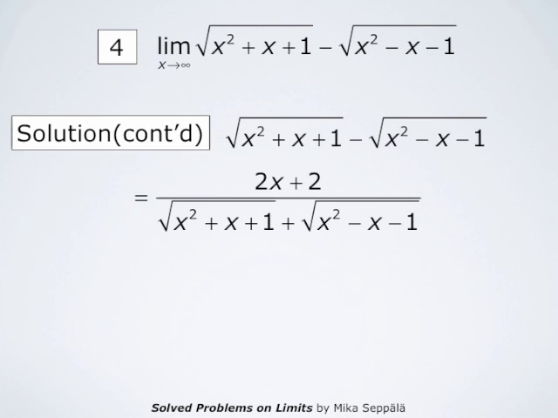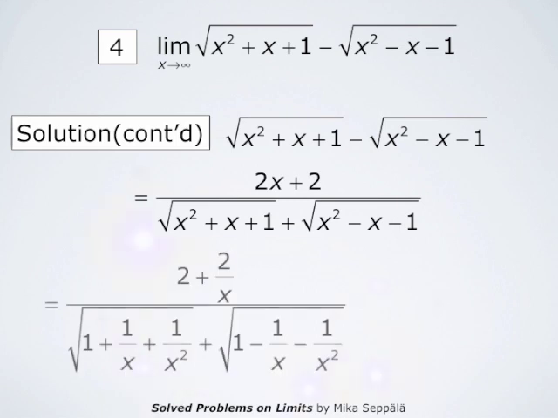We divide both the numerator and the denominator by x. Then the numerator becomes 2x divided by x, which is just 2, plus 2 divided by x. And in the denominator, we divide every term by x, but when we bring x under the square root, it becomes x squared. So we get in the denominator the square root of x squared divided by x squared, which is 1, plus x divided by x squared, which is 1 over x, plus 1 divided by x squared, plus then the square root of 1 minus 1 divided by x minus 1 divided by x squared. This is now a nice form for this expression for which we have to compute the limit.